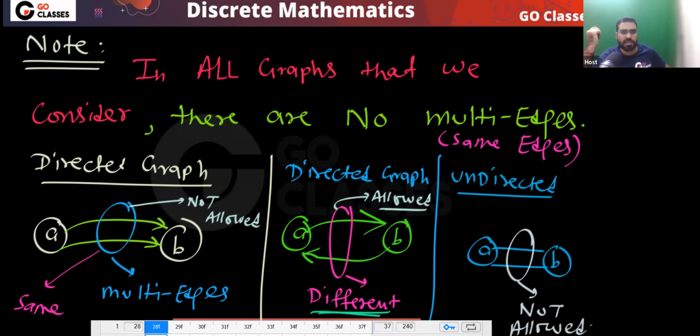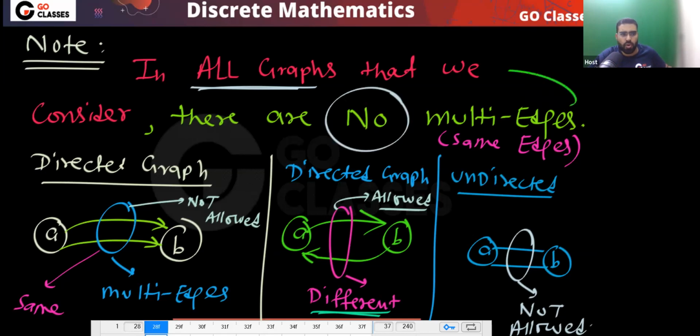I hope this point is clear, that in all the graphs that we consider, there are no multi-edges. Multi-edges means same edges. Everything else we will consider: directed graphs, undirected graphs, self loops also. But multi-edges we don't allow.